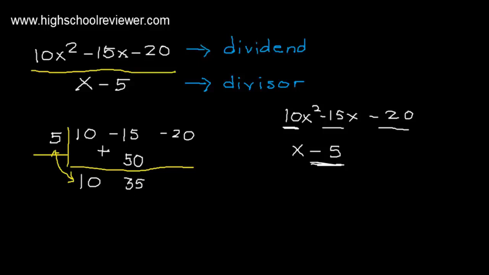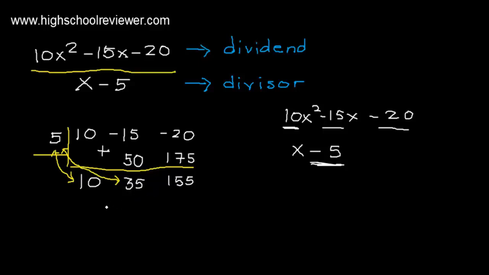Next, multiply positive 35 and 5. 5 times positive 35 will be equal to positive 175. Negative 20 plus positive 175 will be positive 155. Okay, so these are now the numerical coefficients, the constant, and the remainder.